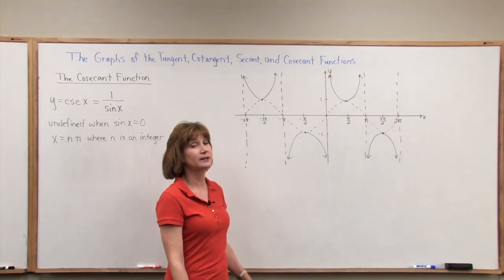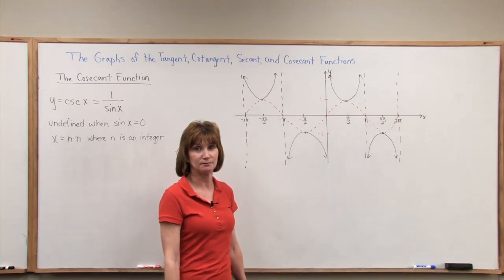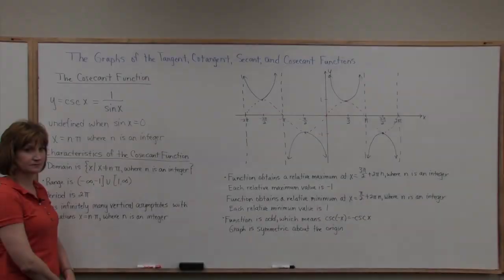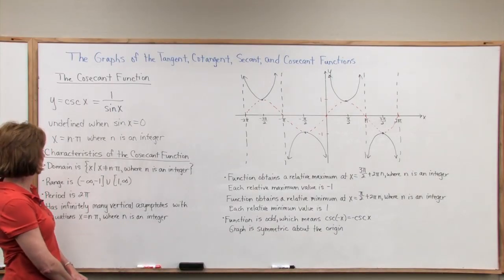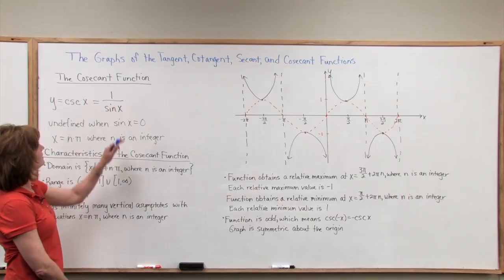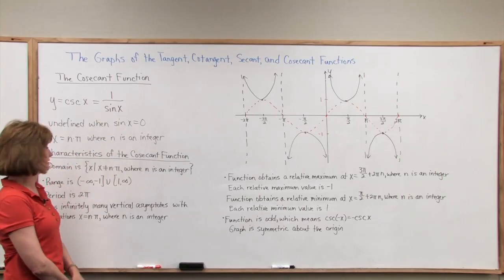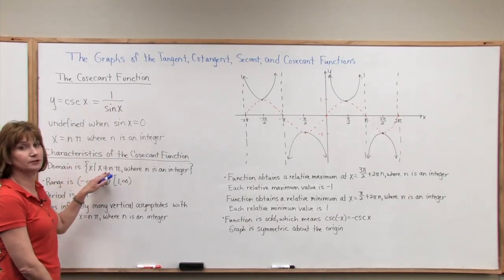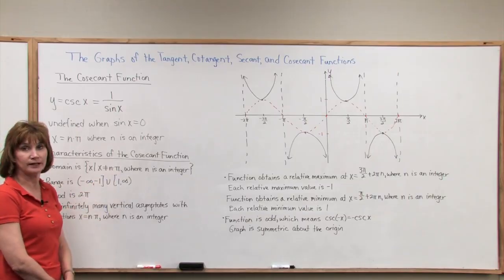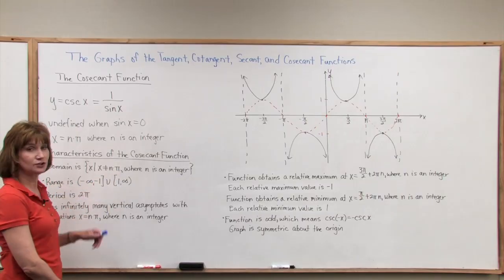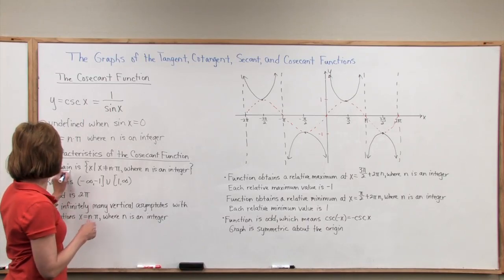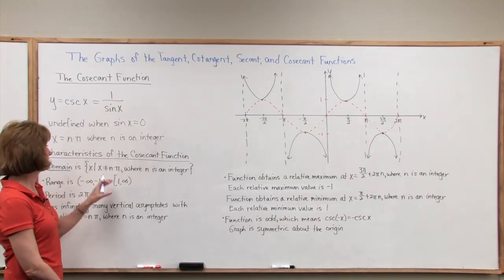Now let's look at some characteristics of the cosecant function. First of all, remember that when the sine of x is 0, it's undefined, so the domain is all real numbers except x equal n pi, where n is an integer.